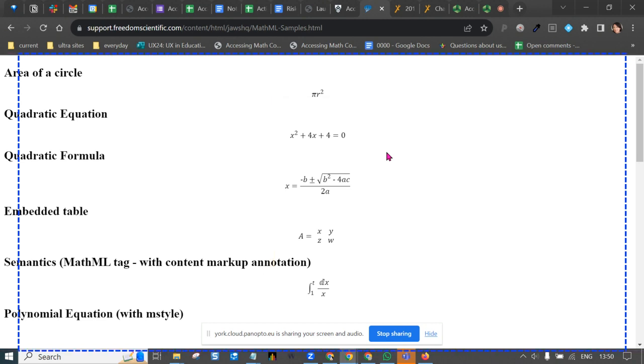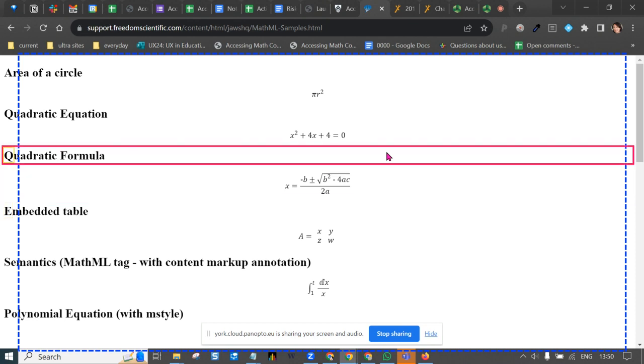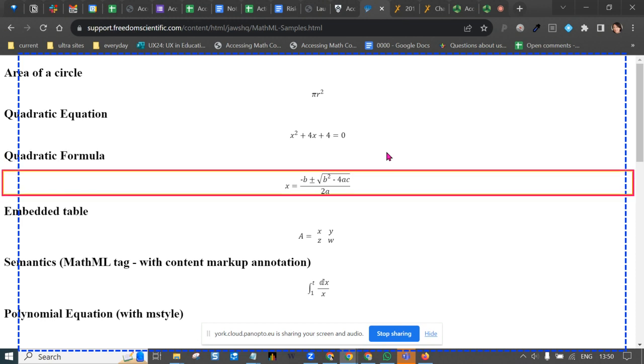When you land on a page, NVDA will read out the entire page. So, heading level 2, embedded table. And then when you press the down arrow, it will read a sentence at a time. So if I... heading level 2, quadratic formula. x equals the fraction with numerator negative b plus or minus the square root of b squared minus 4ac and denominator 2a. Okay, for whatever reason it says 2a rather than 2a, so that doesn't help.